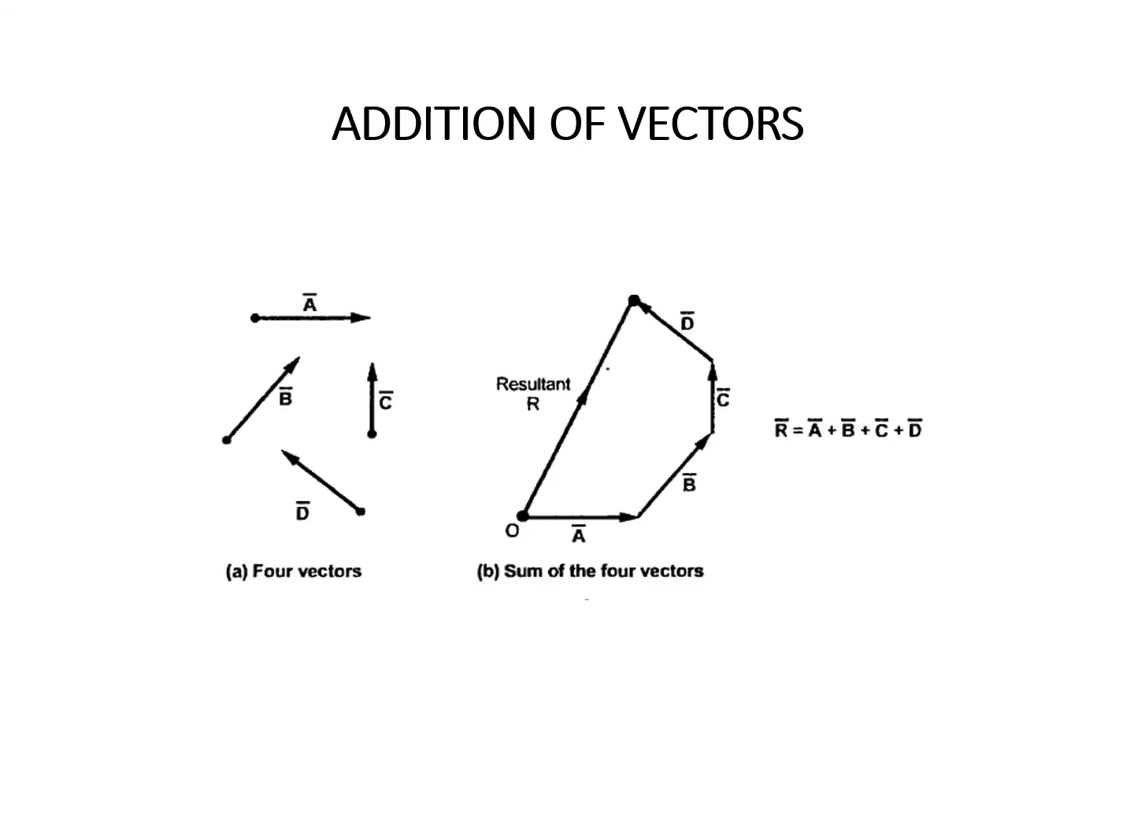Addition of four vectors. Consider four vectors: A vector, B vector, C vector and D vector. Here we can use the first method. First consider the A vector. Next, move the B vector to the tip of the A vector. Next, move the C vector to the tip of the B vector. Next, move the D vector to the tip of the C vector. Now the resultant vector is equal to the sum of A vector plus B vector plus C vector plus D vector.